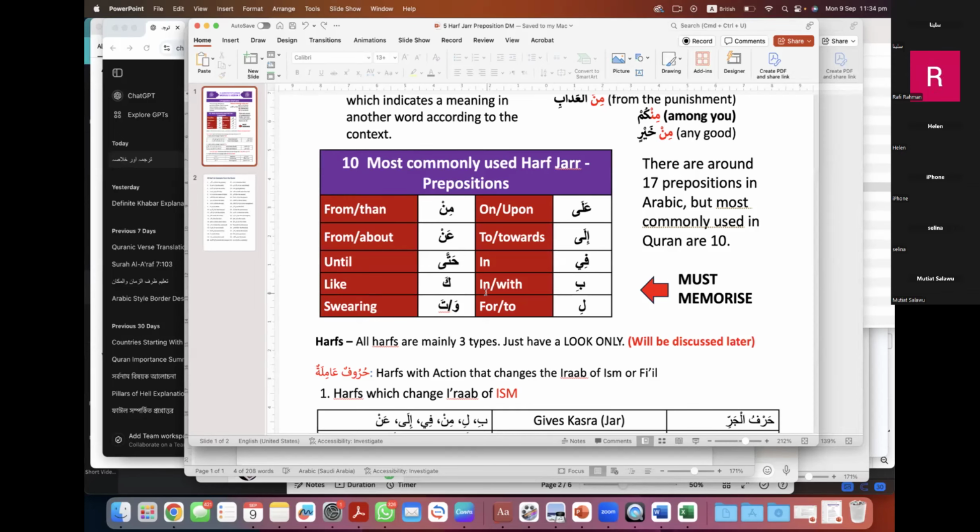Ala, ila, fi, bi, li, min, an, hatta. I will ask the students to put a reply in the chat box. Can all of you hear that the question is being asked: how many of you memorized the harf jar, the prepositions that were taught to you in the Saturday lesson? How many of you have learned or memorized? Can you put it in the chat box, please? One, two, three, four, five.